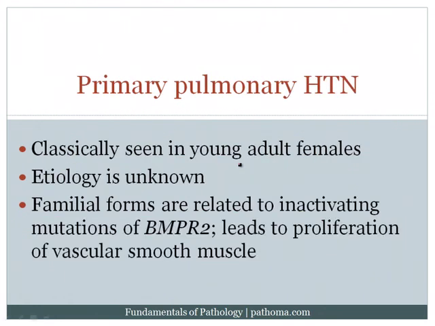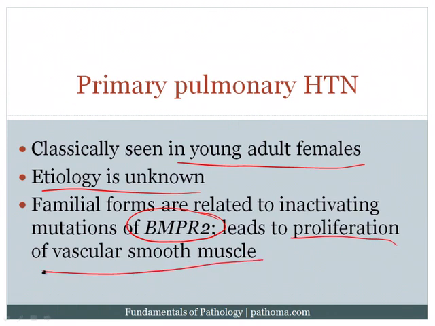Now that leads us to the etiology of pulmonary hypertension, and remember that pulmonary hypertension can be divided into primary or secondary. Primary, the etiology is unknown. It's classically seen in young adult females, and there is a familial form that's related to inactivating mutations of BMPR2. That's high yield. Comes up on exams. When this gene is inactivated, you get excess proliferation of vascular smooth muscle. And of course, thickening of the blood vessel wall with vascular smooth muscle would lead to pulmonary hypertension. So again, high yield, BMPR2 inactivating mutations.